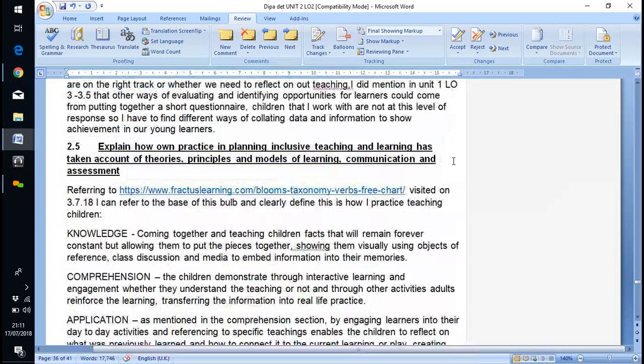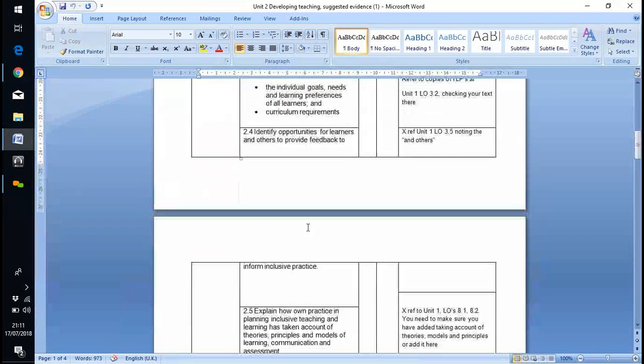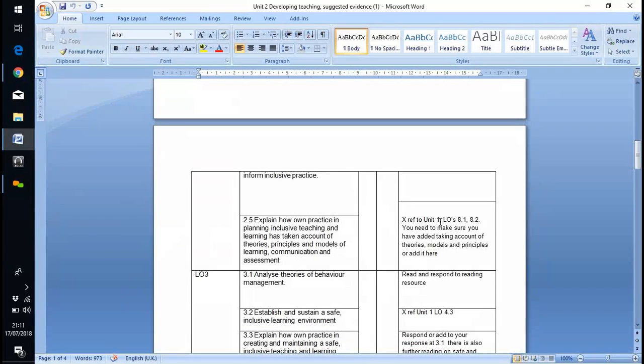Now again, on 2.5, you've got reference to Unit 1, LOs 8.1 and 8.2, because that was the reflection you did, and where you could improve things. So again, this is slightly different. You can use that reflection or reflective piece that you put in there, but again, explain how it's taken into account the theories and principles and models of learning and communication and assessment. You need to make sure you've added talking about theories, models and principles, or add it here. That's it, basically.